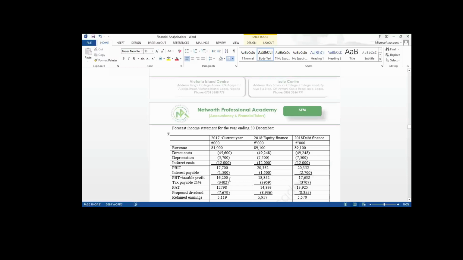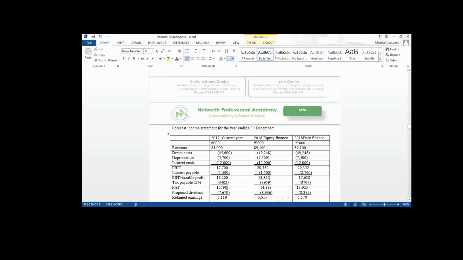Please compute 21% tax. 21% of 16,200 will give you 3,402. You can check that out. 21% of 18,852 will give you 3,953. 21% of 17,632 will give you 3,707. You can now deduct your tax. You now get your profit after tax.